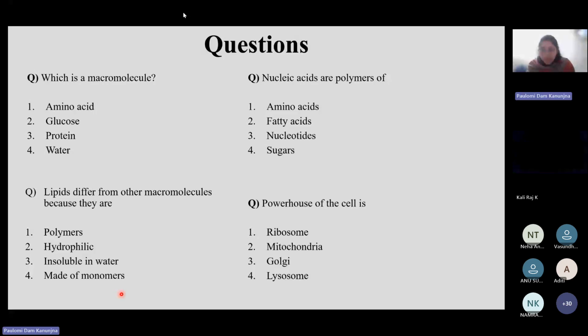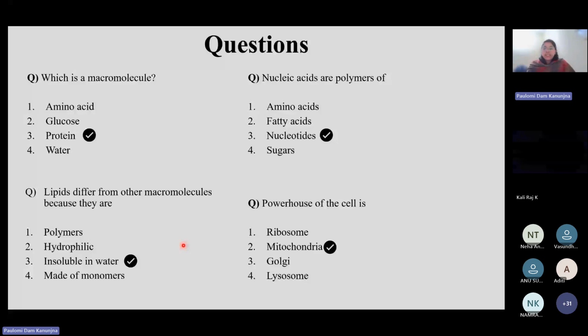Okay, so most of you have given me answers. Let me quickly go over them again. Like everyone mentioned, and I keep telling you, you guys are getting it all right already. The macromolecule is protein. Lipids differ from other macromolecules because of being insoluble in water. Nucleic acids are composed of nucleotides, and the powerhouse of the cell is mitochondria. I was pretty sure you'd get this answer right. Just for the few people who did not get these right, I will quickly go over them.